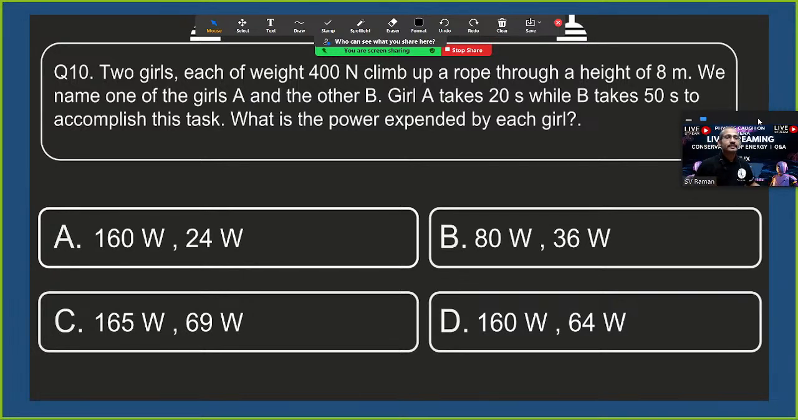Repeating again. Two girls, each of weight 400 newtons, climb up a rope to a height of 8 meters. We name one of the girls A and the other B. Girl A takes 20 seconds while B takes 50 seconds to accomplish this task. What is the power expended by each girl? So they have given 4 options.